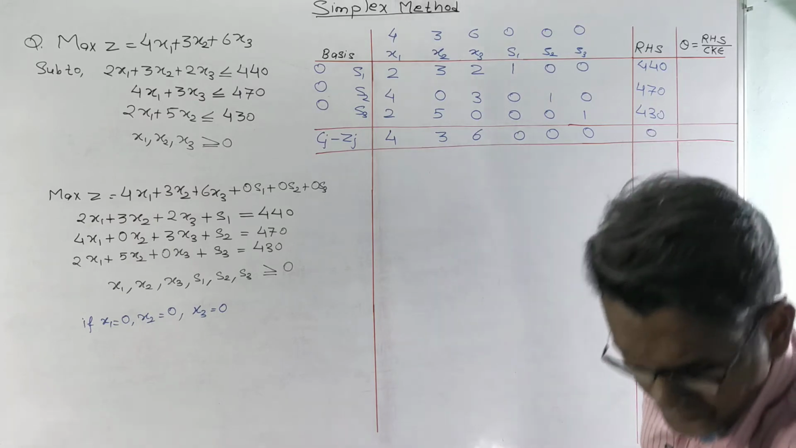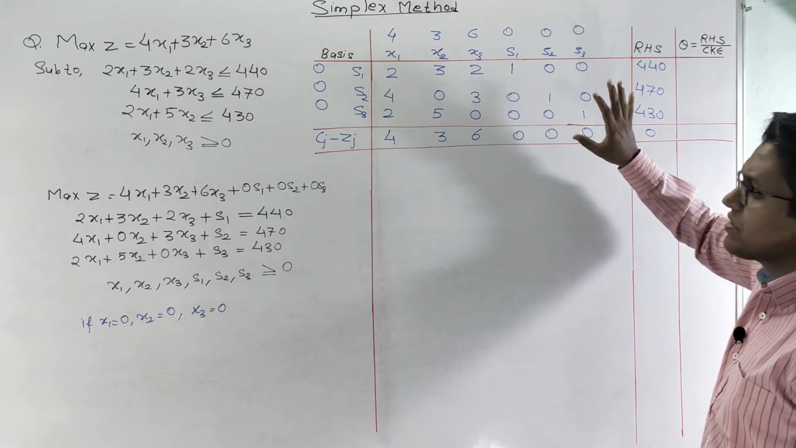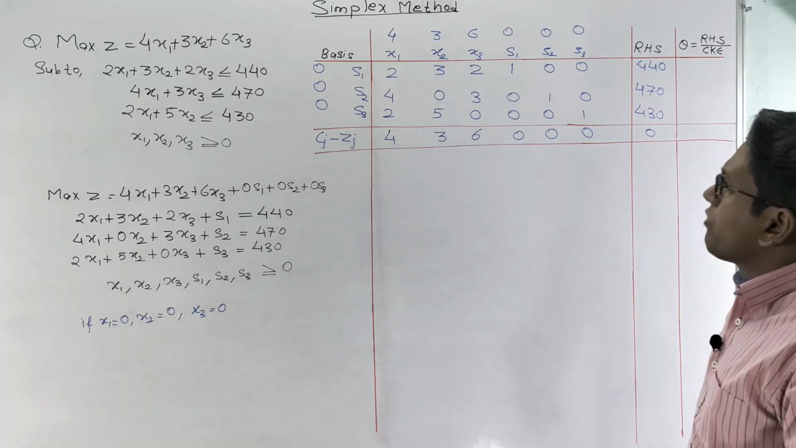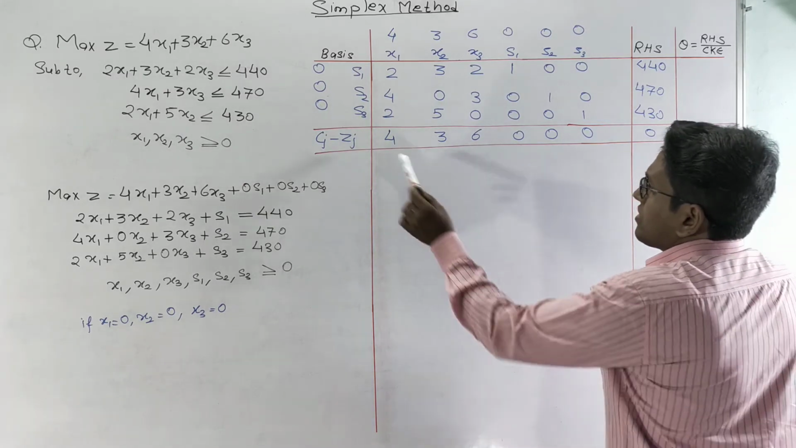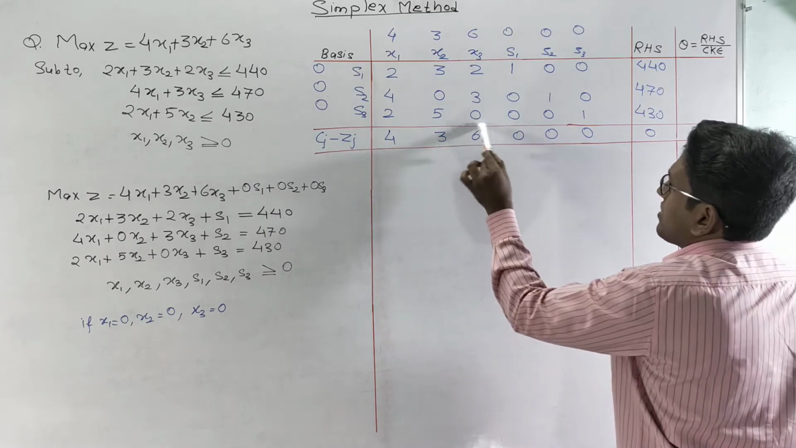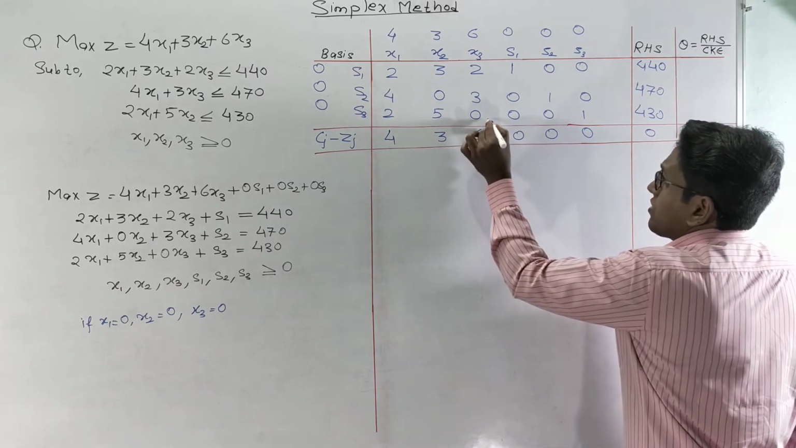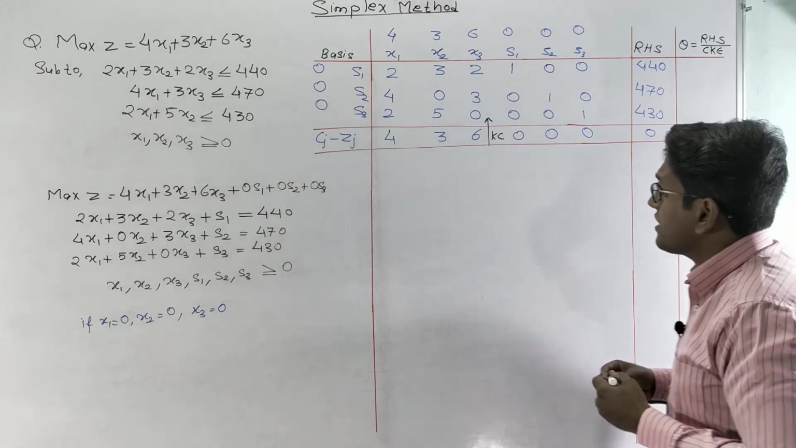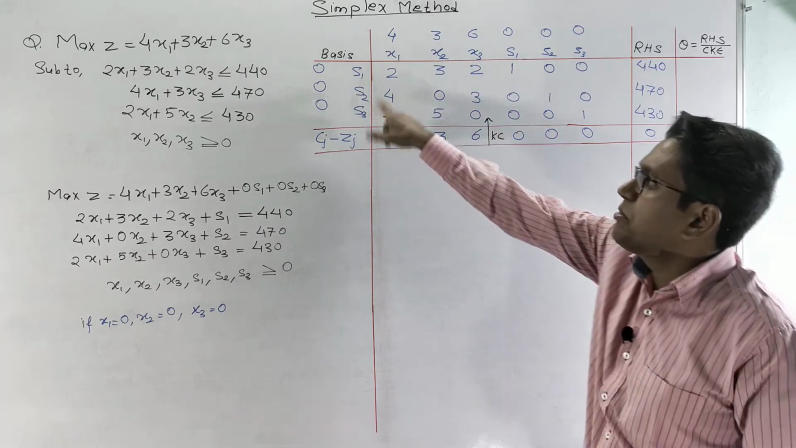Now here, this is the first matrix, which is called the initial basic feasible solution, and now what we will do is we will select the maximum value in the Cj minus Zj row. So the maximum value is 6. So we will select 6 as our key column. 6 will be our key column, and the key column indicates which variable will enter the basis column.